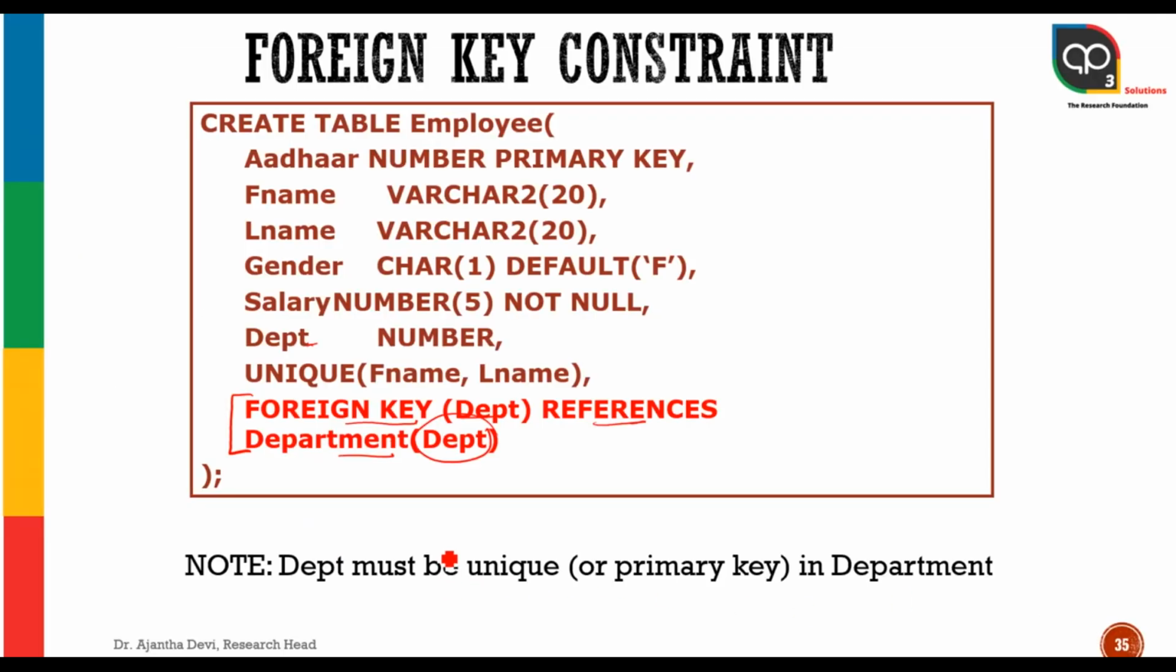And dear friends, every time a row is inserted in this table employee, SQL checks if the department value exists in this department table, yes or no. If not, it throws an error. And dear friends, this prevents invalid departments from being assigned. And always make sure that the reference column, that is the department here, is a primary key or has a unique constraint in this parent table, that is in this department table.